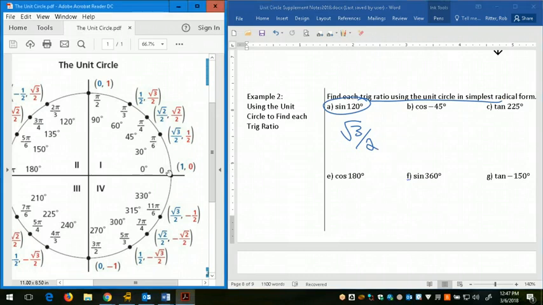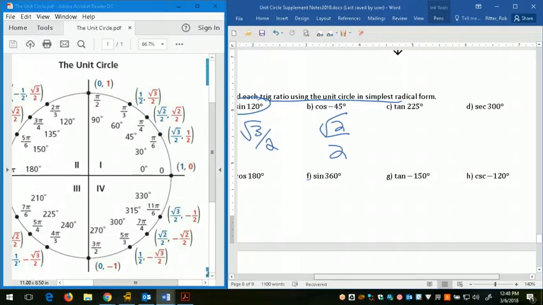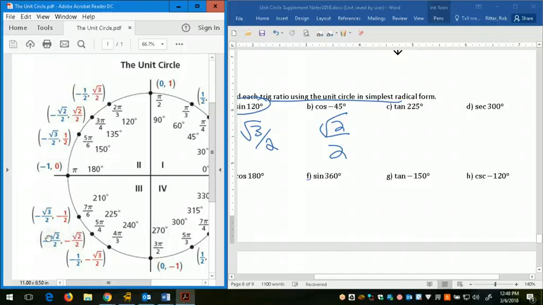Negative 45. Start at 0, 0, go down 45 degrees. That's equivalent to 315. The cosine of 315 degrees, or negative 45, is square root of 2 over 2. The tangent of 225. So I come back to my unit circle. I look at the 225 degree angle, remembering that tangent is y divided by x. So negative square root of 2 over 2 divided by negative square root of 2 over 2, I get positive 1. And in that quadrant, all students take calc. Third quadrant, tangent is the only one that's positive.